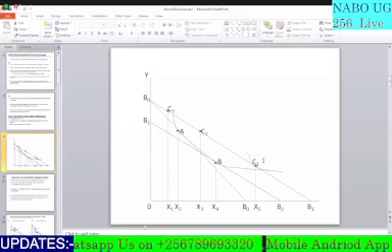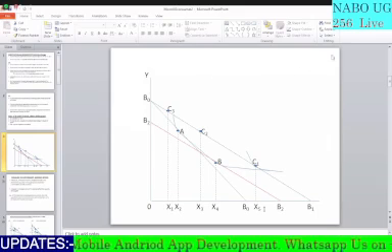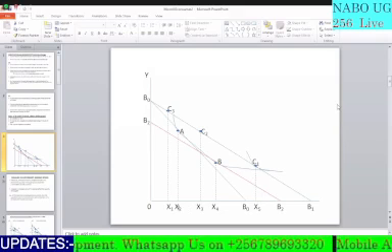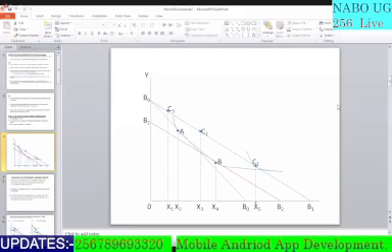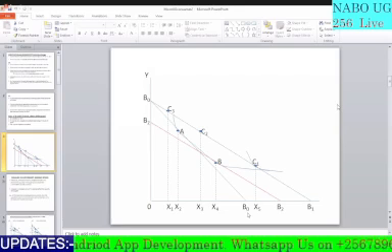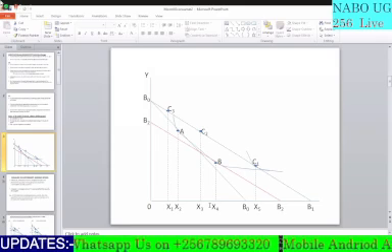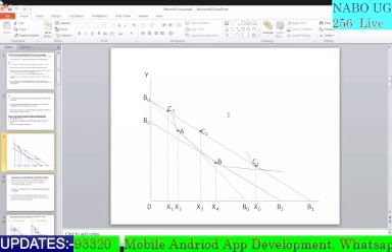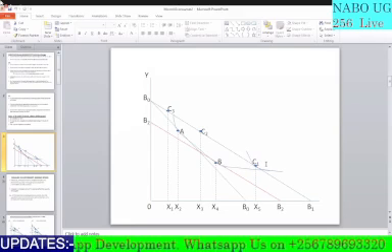Because now X is cheaper, he can increase the consumption of X from X2 to, let's say, X5. These are just examples. So he increases the consumption of X by 3 units, from X2 to X5. But some of these 3 units are due to the substitution effect, and some are due to the income effect. So the total price effect is composed of the substitution effect and the income effect.